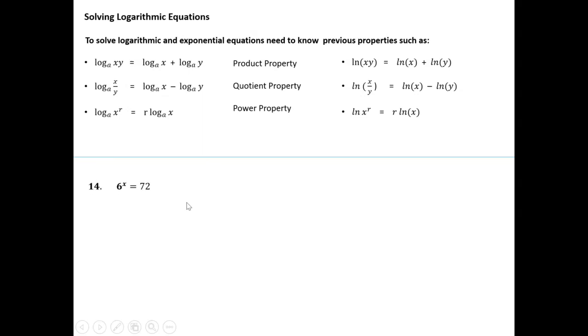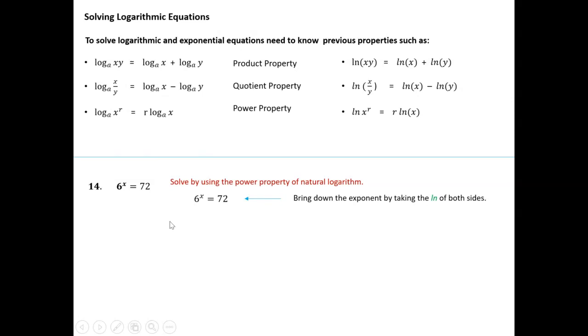Okay, now, 6 to the power of x equals 72. So here, guys, we're going to use the power property because we want the exponent to come to the front. So we're going to take the ln of both sides. I'm going to put the ln in front of 6, right, and also in front of 72. Now, by the third rule here, the power property, the exponent goes to the front.